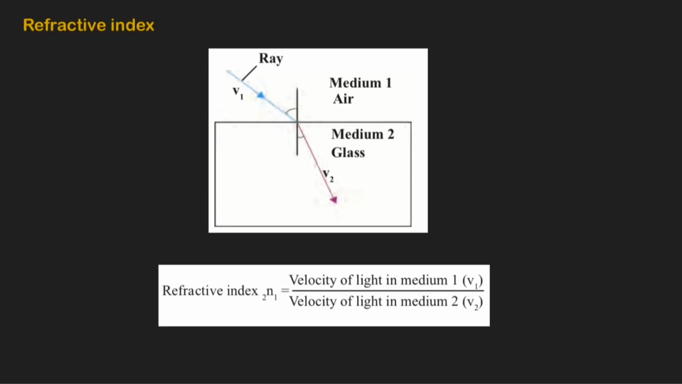Now the refractive index is given by: the refractive index of the second medium with respect to the first is equal to the velocity of light in the first medium, that is V1, to the velocity of light in the second medium, that is V2. Here we can write the refractive index of the second medium with respect to the first is equal to V1 by V2. Similarly, you can write the refractive index of the first with respect to the second is equal to V2 by V1.